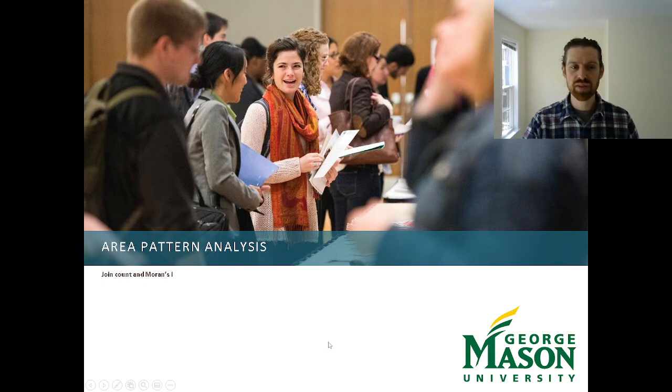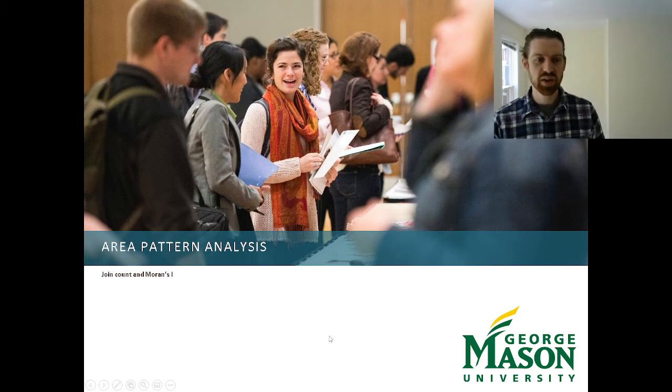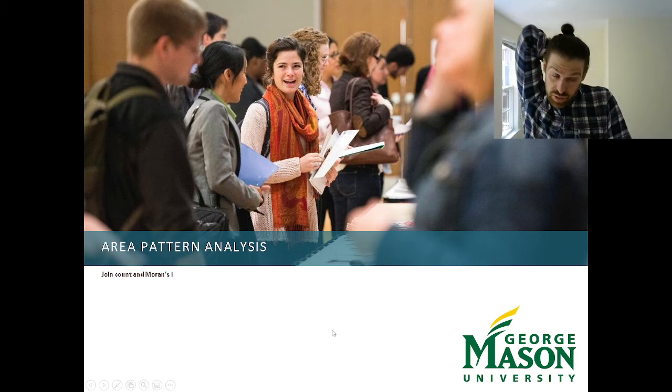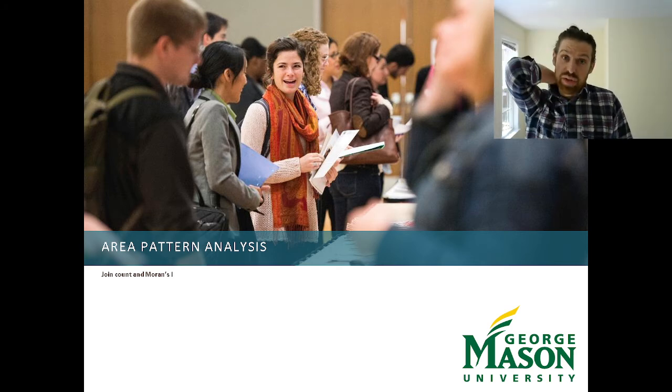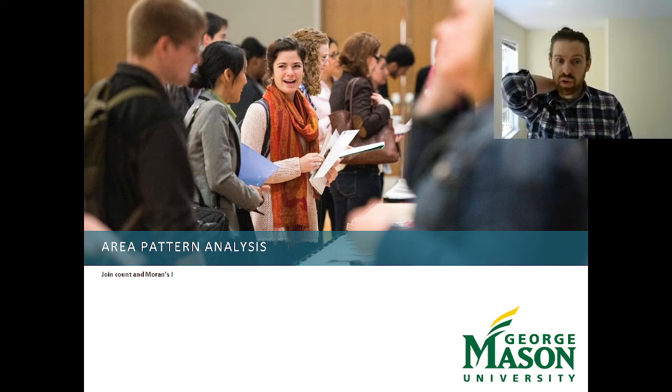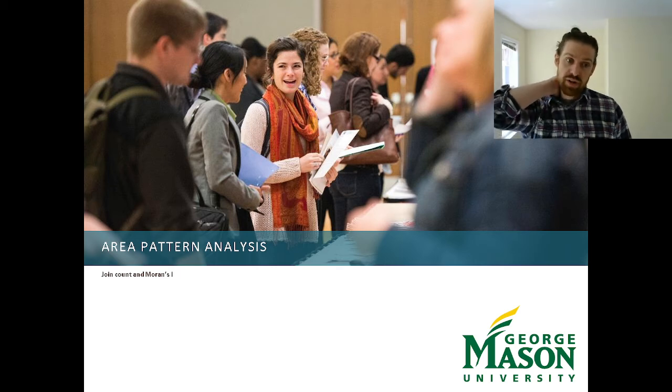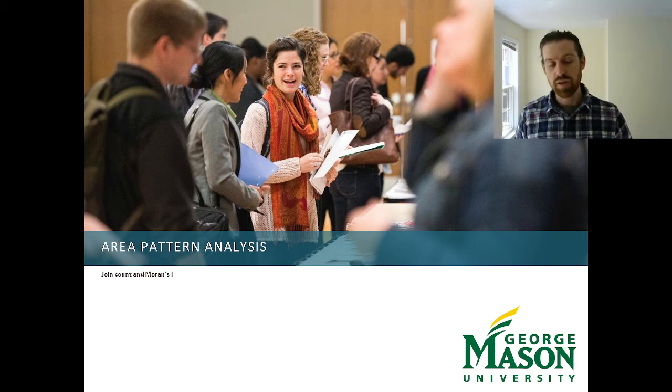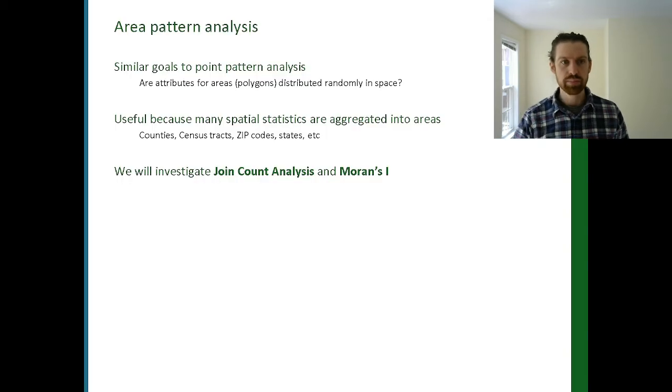Let's move on. Let's get on to the area pattern analysis, okay? So, previously we were focusing just on points. Now we're going to focus on polygons, and we're going to focus on join counts, and then we're going to look at some calculations using Moran's I. So the area pattern analysis, essentially, is very similar to what we did with points.